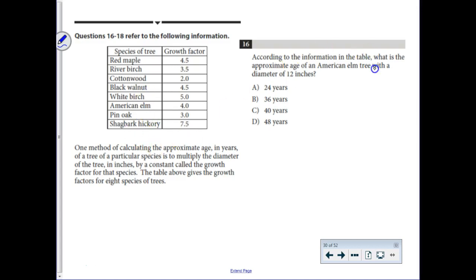According to the information on the table, what is the approximate age of the American elm tree with a diameter of 12 inches? I don't know. But it does say here that to find it, you're going to multiply the diameter of the tree by the constant. So where are we at here? I got to read. American elm tree. There's the growth factor. So diameter times the growth factor gives you, well, that was an easy question. It's D.